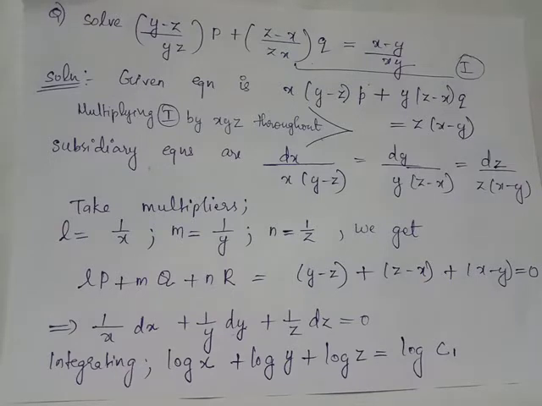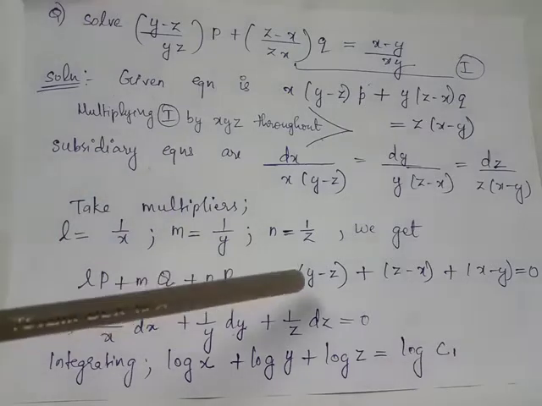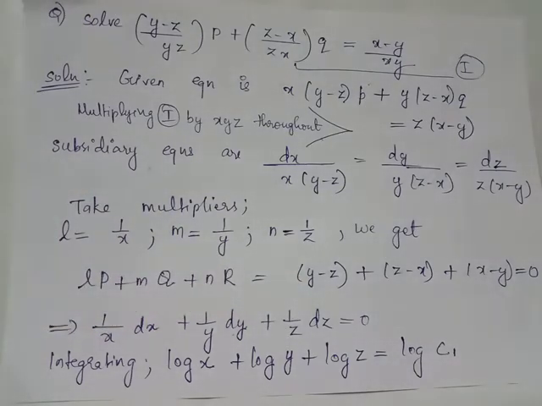If we make use of multipliers l equals 1 by x, m equals 1 by y, n equals 1 by z, and we evaluate the combination lP plus mQ plus nR, we observe that it gives us 0. Because when 1 by x is multiplied with function P, it becomes y minus z. When 1 by y is multiplied with function Q, it becomes z minus x. And when 1 by z is multiplied with function R, it becomes x minus y. When we add up all these expressions, we get 0.